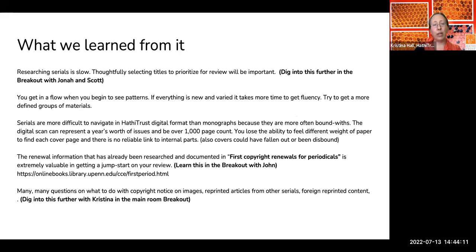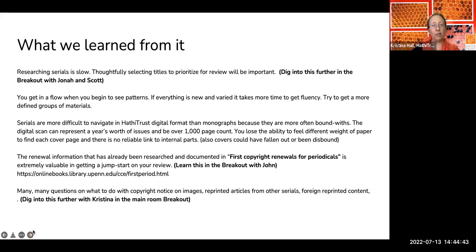We have to talk about what's of value to put the time and effort into. The other thing is that you get into a flow and you begin to see patterns, like certain subject matter. They reprinted articles from each other to get the word out, particularly medical journals. If they've got an important public health article, they're going to reprint it in several journals in the same year that overlap topics. If everything's new and varied, it takes a longer time to get your bearings, and it's better to work on similar groups of materials.